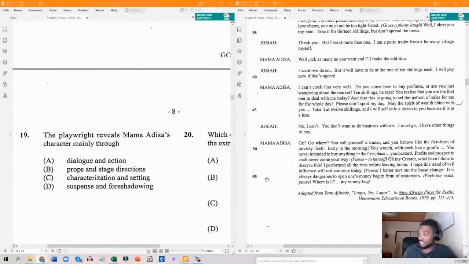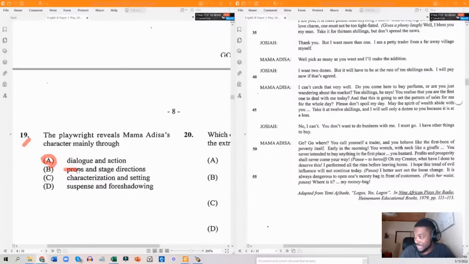All right, so the playwright reveals her character through dialogue and action. Someone suggested D. So suspense and foreshadowing are in the text. So this is kind of a trick, but they are not used to tell us who Mama Adisa is. How do we know Mama Adisa's personality? How do we know what she's thinking? We know that through her words, the dialogue, and through her action, through what she does. That's how we know who she is.